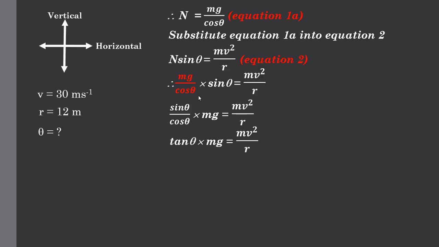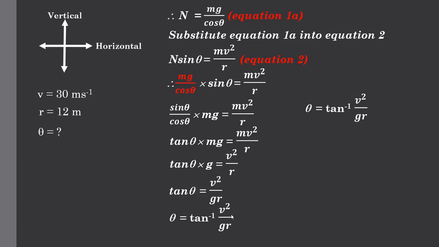Sine over cos is a tan function, so we can simplify that to tan theta multiplied by mg is equal to mv squared on r. You'll notice we've got mass on both sides, m here and m there, two common factors we can divide through. That gets rid of our mass. Now to get the angle by itself, we need to get rid of this times g. So we'll divide g over to the other side. So we end up with tan theta equals v squared on gr. Now to find theta, we simply take the inverse tan of v squared on gr.